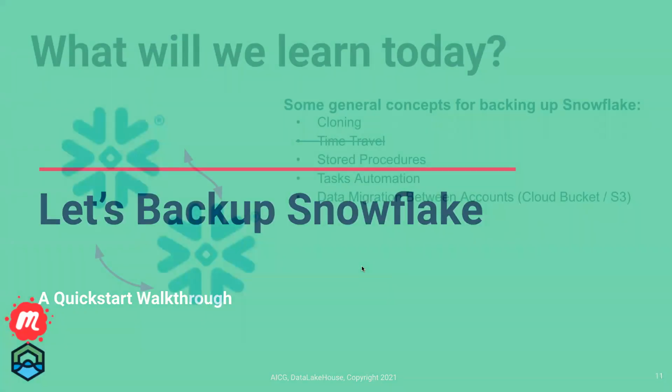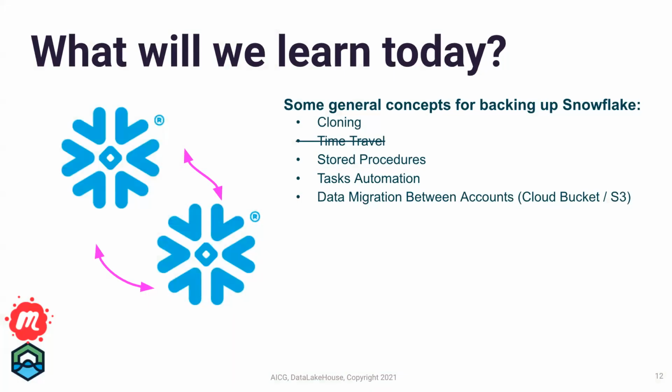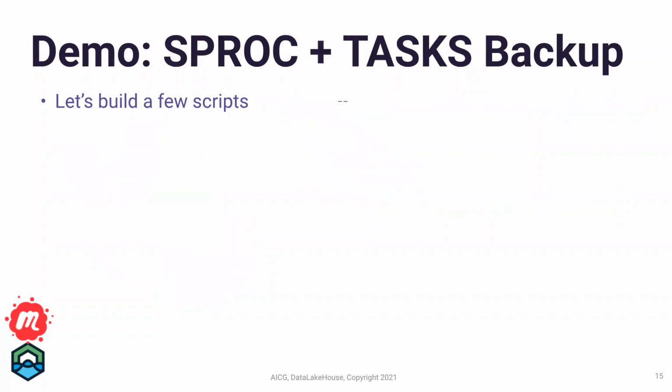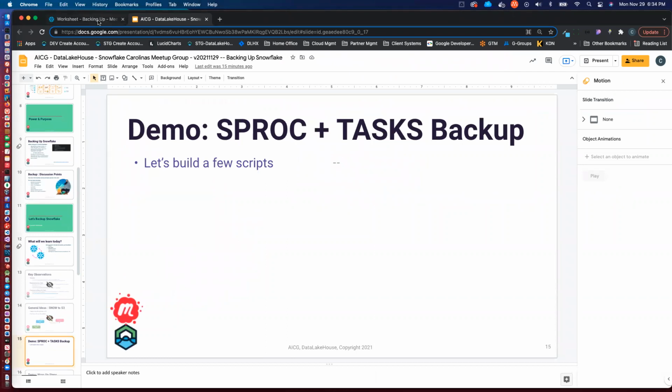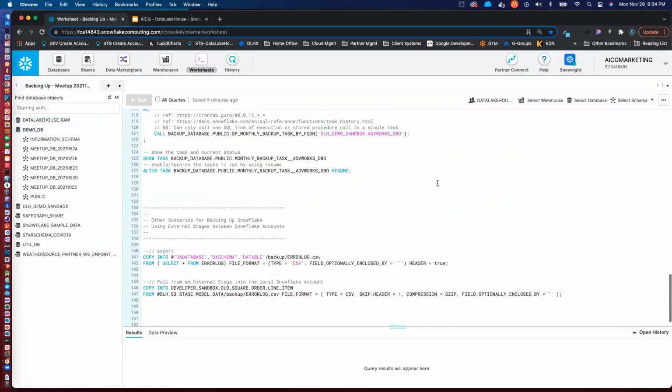All right, so let's run through a quick scenario. We'll again talk about backing up Snowflake. We'll talk about cloning, and what we're going to do is use a combination of stored procedures, tasks for automation, and then maybe, if we have time, hit on data migration between accounts. All right. So let's jump over into a quick script and see if we can do something with backing up data.